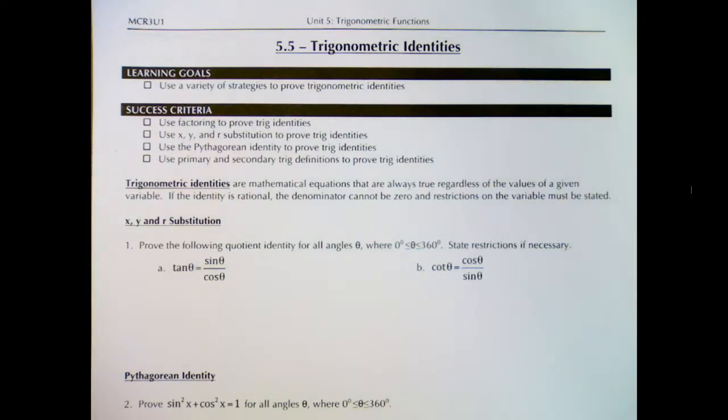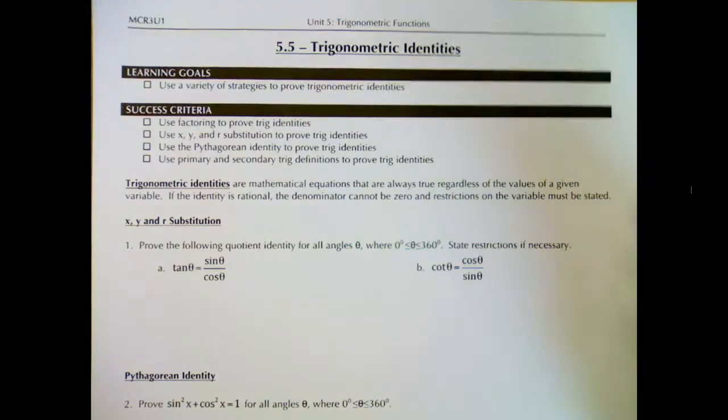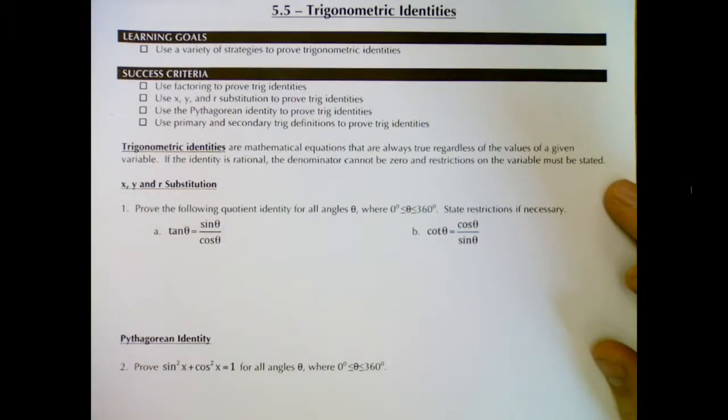We're going to develop a couple identities using a practice called XYR substitution. And then once we've developed or proved these identities, we're going to use these identities to prove other identities. So this XYR substitution is something we can do to develop a bag of tricks, basically, a bag of identities, a toolkit that we can use to prove other identities.